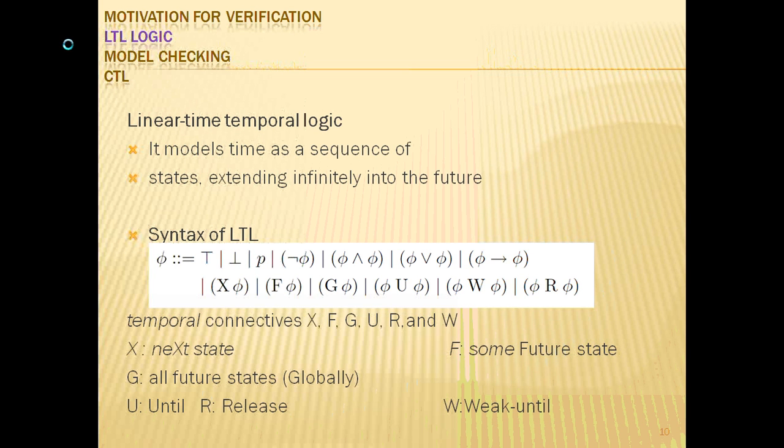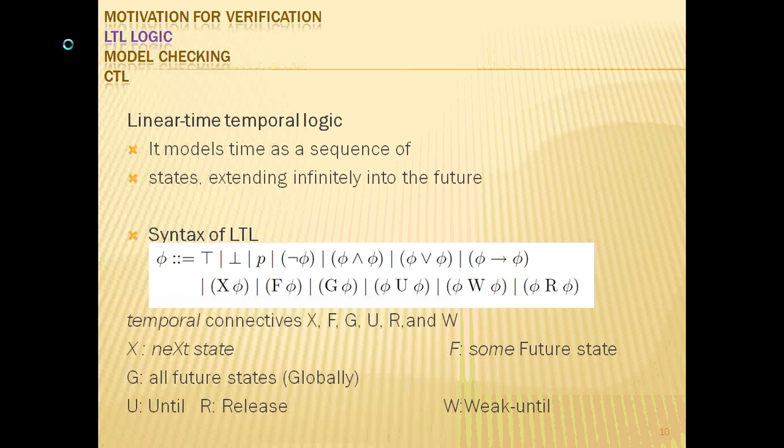First let's see what is the linear time temporal logic. Linear time temporal logic models time as a sequence of states, extends infinitely into the future. The syntax phi of the LTL logic is given by true or contradiction or any proposition or negation of phi, phi and phi, phi or phi, phi implies phi, X of phi, F of phi, G of phi, phi until phi, phi weak until phi, and phi releases phi.